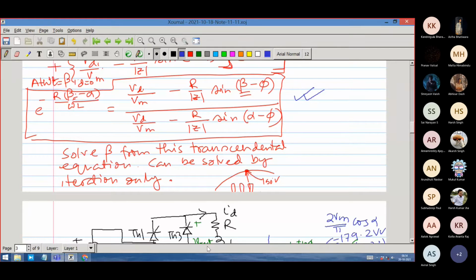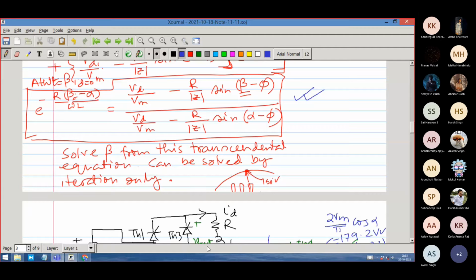As I said in the last class, if this VD is greater than 2 Vm by pi cos alpha, it is bound to be in the discontinuous conduction mode. But if VD is less than 2 Vm by pi cos alpha, it may or may not be in discontinuous conduction mode, depending upon the values of R and L, the time constant of the circuit.